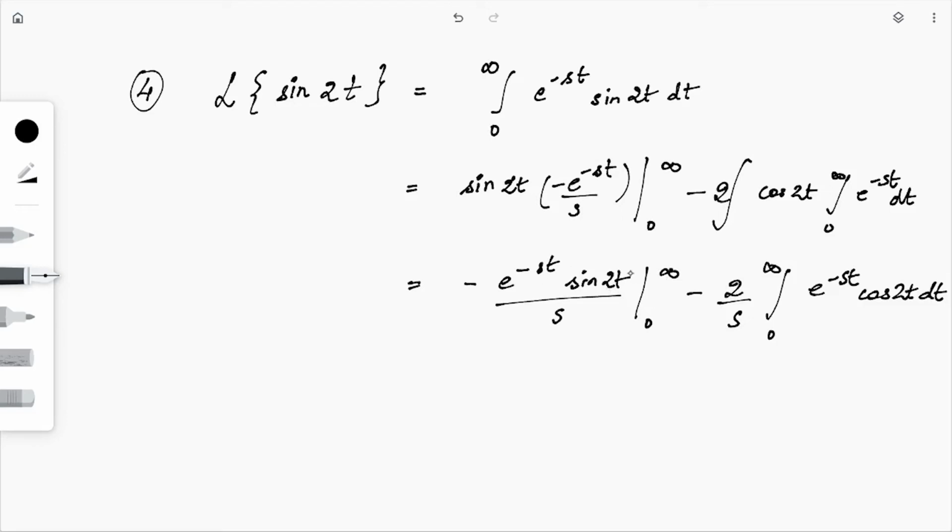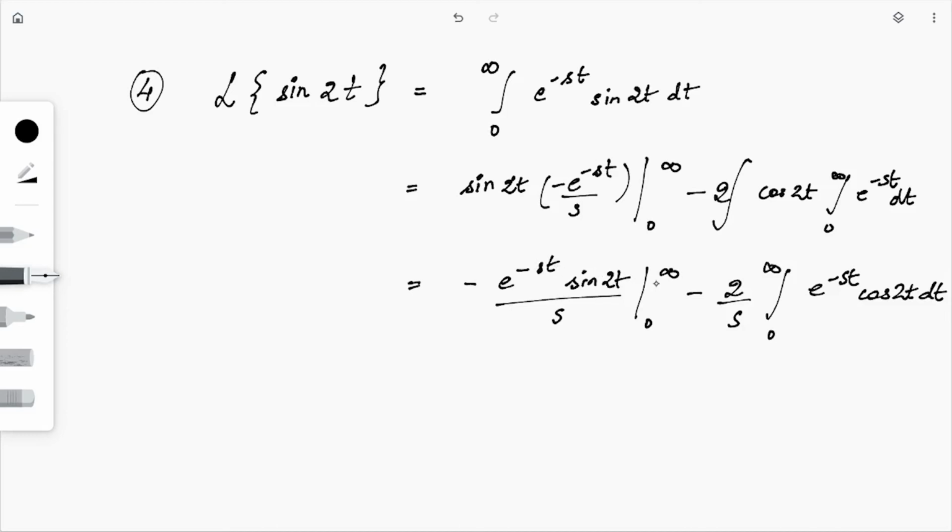Here again e raised to minus infinity is 0. So again I am repeating, e raised to minus infinity is 0, e raised to infinity goes to infinity. So for that case to be happening, s must be positive. So this Laplace transform will be defined for all values where s is greater than 0.